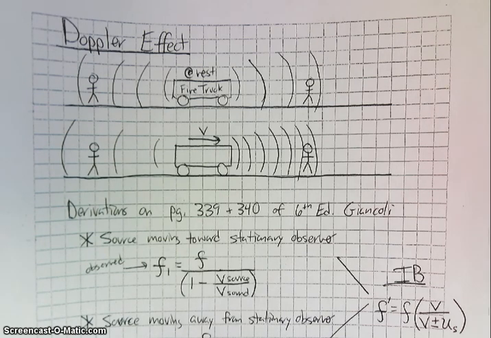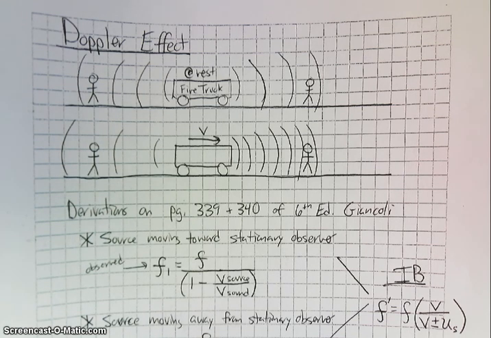However, if the fire truck was moving towards one observer and away from another one, the wave fronts for the person the fire truck is moving towards would start to pile up on each other. They get closer and closer together. If each one of those wave fronts hits you more frequently, you get a higher frequency. So when something's coming at you, you hear a higher pitch than when it's moving away from you.